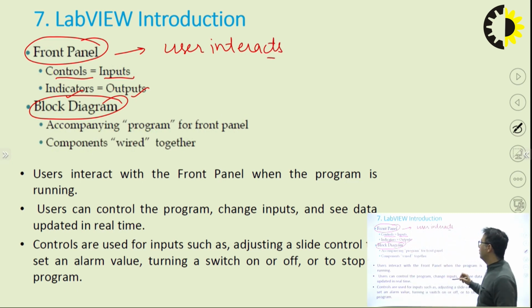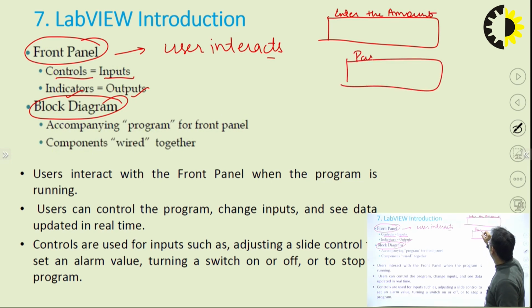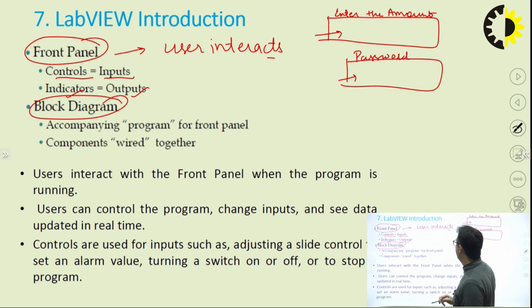Okay, and wherever user interaction is available, there we see icons like a text window, where, like an ATM machine, we see enter the amount, password. Okay, so these are just indicator or control inputs.